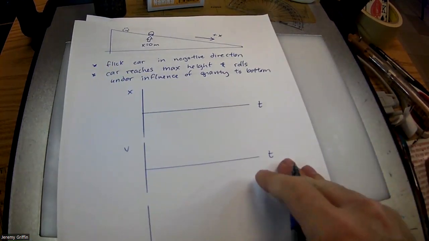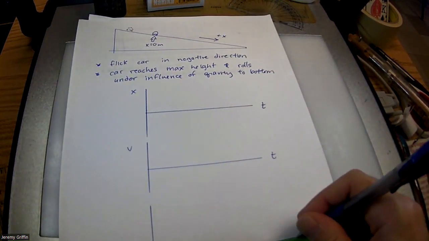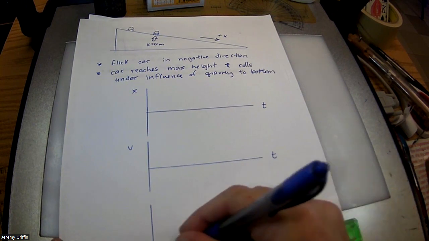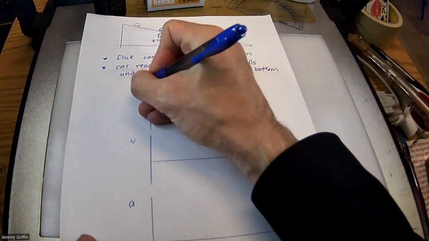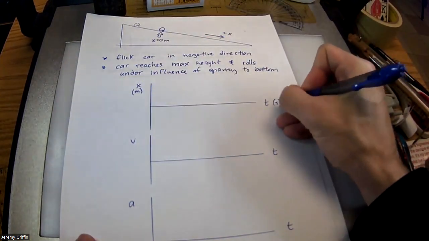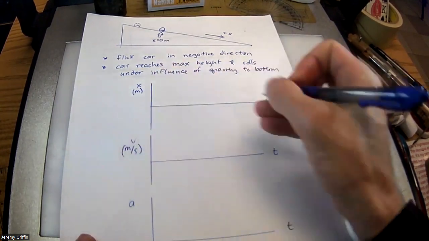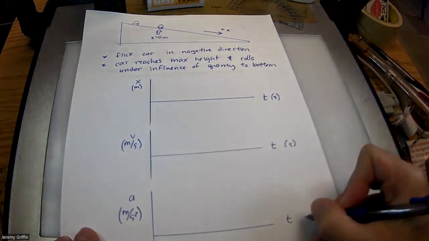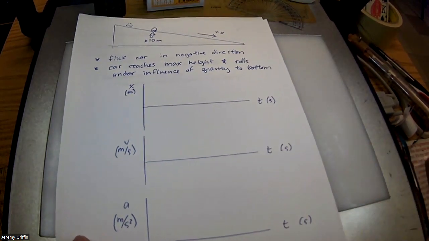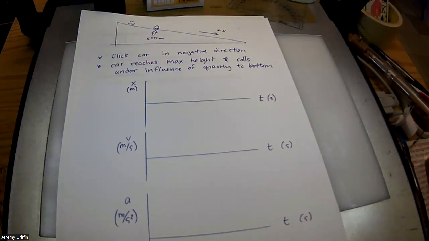And if you guys can figure out what the A versus T looks like also, so three graphs. This could be in meters and seconds. This could be meters per second and seconds. This is going to be meters per second squared and seconds. I'll give you guys a minute head start. Check around the room and see who's going to get those three graphs right.